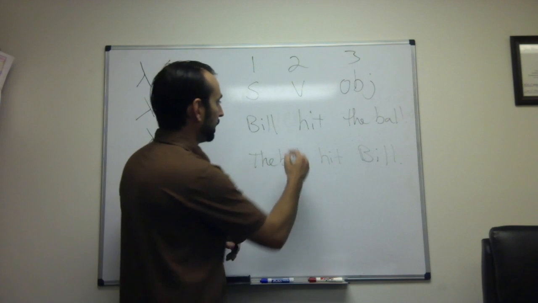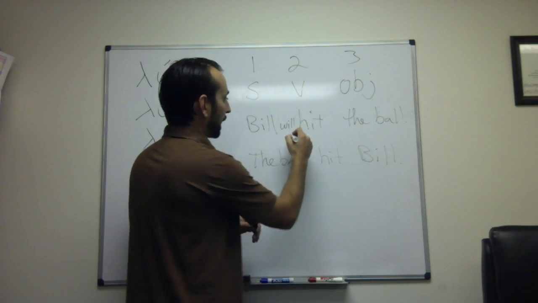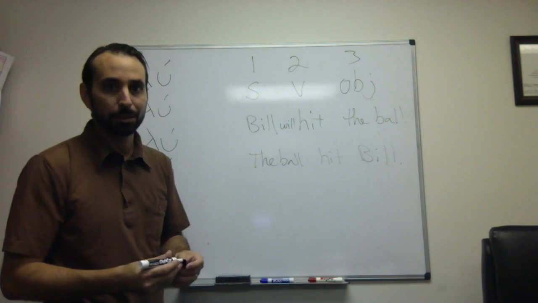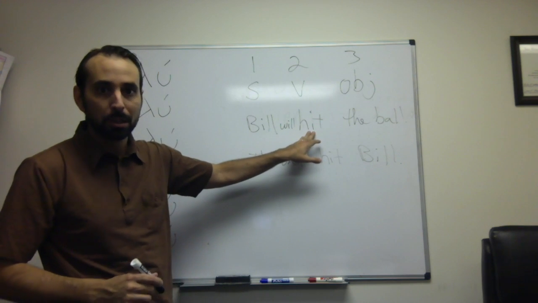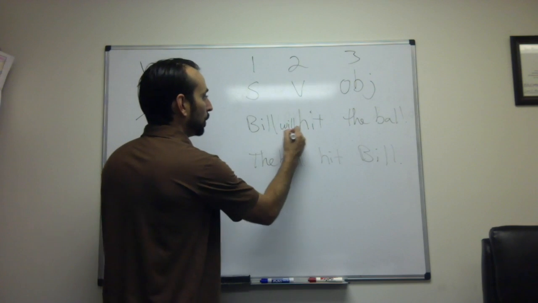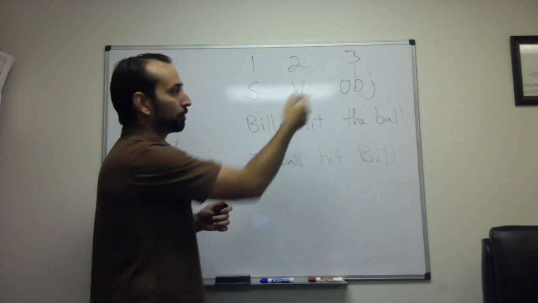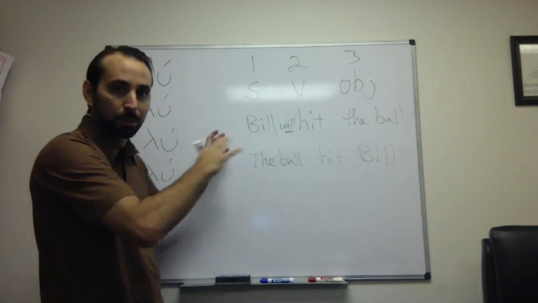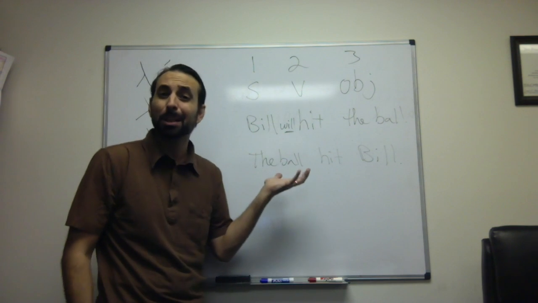And I could say Bill, and I can make this future and add a little will in there. Will hit the ball, making it future tense. Again, I haven't changed the verb, the spelling of the verb hit. I've used auxiliary words like will. I've used word order, first, second, third there, and it's the way the sentence is structured. In English, this is how we communicate.